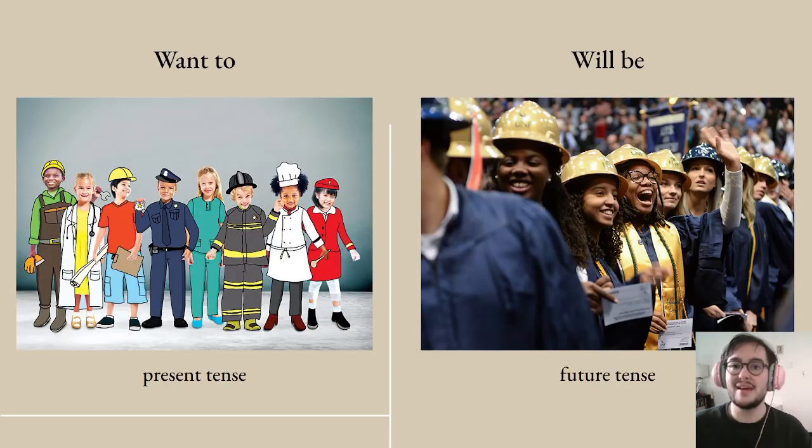So to compare some things, want to, when you're young, I want to be this when I grow up. I want to be a fireman. I want to be a chef when I grow up. That's still the present tense, want to. But will, I will, that implies that it will happen.